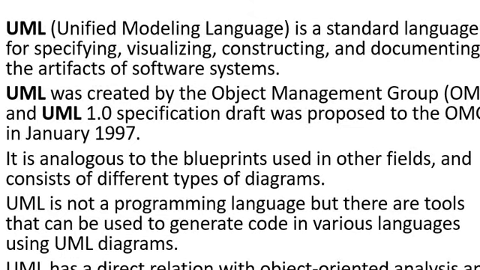UML, which stands for Unified Modeling Language, is a standard language for specifying, visualizing, constructing and documenting efficient software systems. UML was created by the Object Management Group, OMG. The version 1 draft specification was proposed to OMG in January 1997. UML has a direct relation with object-oriented analysis and design. This UML section is very important for short questions. Have a snap of this.